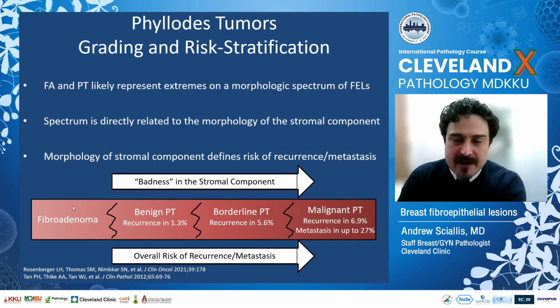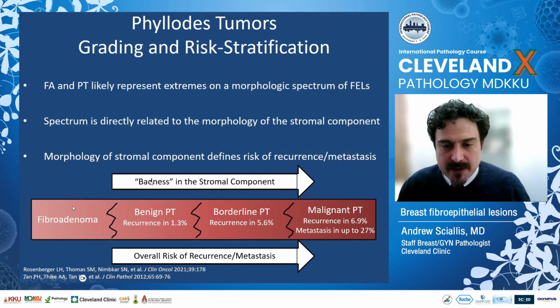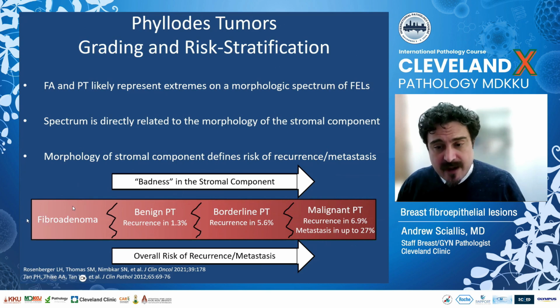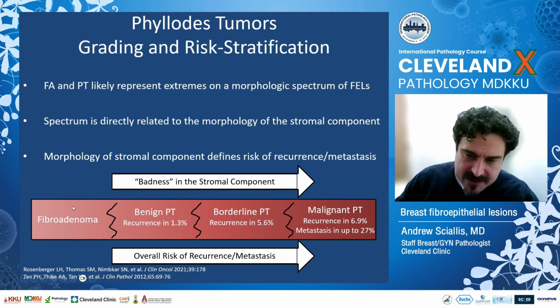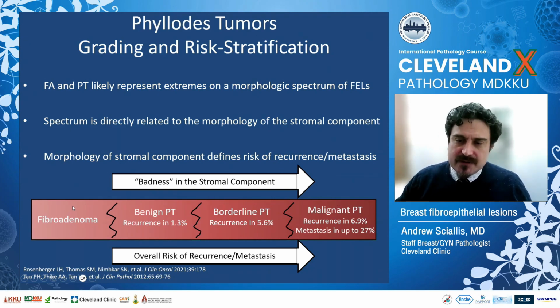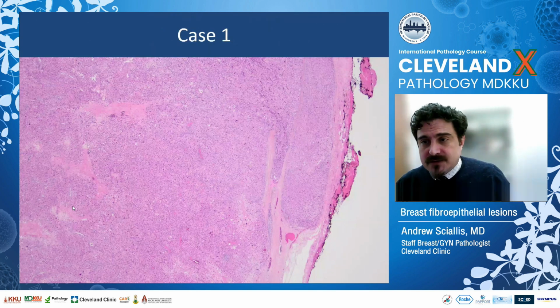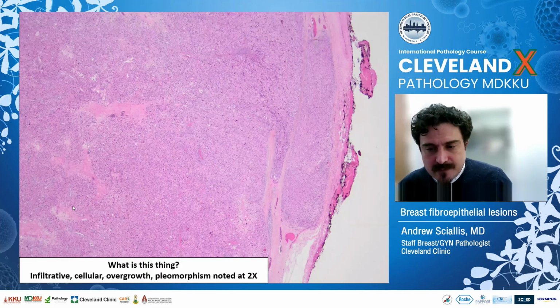So the grading and risk stratification gets to the badness in the stromal component, ranging from something that looks like a fibroadenoma, to some variability when we're going into benign phyllodes tumors, to borderline and to malignant. So really the morphology of the stromal component defines the risk of recurrence and metastasis, and we all know that, and that's what we're paying the most attention to when we see a funny-looking fibroepithelial lesion. So let's take a look at this case.